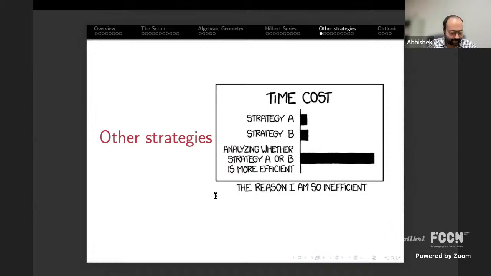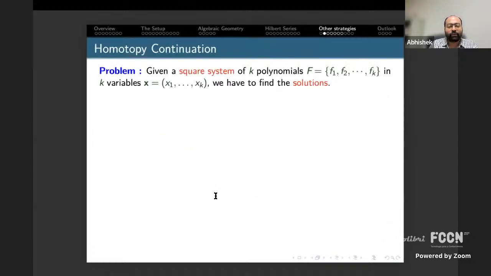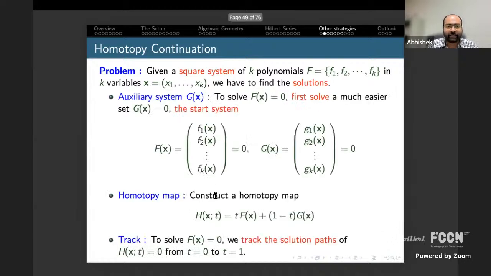But then there are these other strategies that maybe I will quickly cover, with whatever time I have, which are numerical but still very efficient. One such strategy is homotopy continuation. Suppose you have a square system of k polynomials f1 to fk in k variables x1 to xk. A square system like this will typically give a collection of points as solutions.